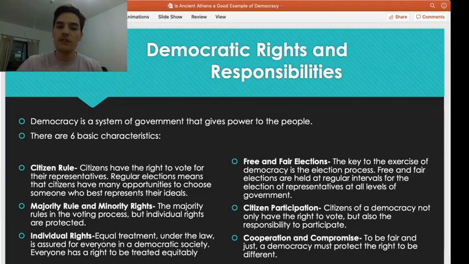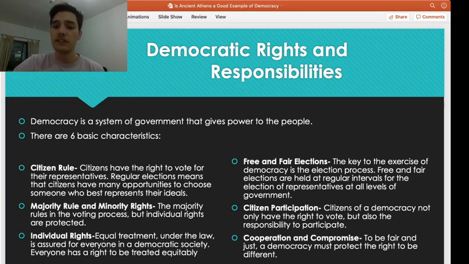Now, we covered this quickly before the break, but these are six characteristics that a government, like a democracy, will have. First one is citizen rule. They have the right to vote, representatives, regular elections, and the opportunity to choose someone to represent them. There is a majority that rules, but minorities still have rights. So the majority decides what's going to happen, but the people who don't have as much of a say also have their rights protected. Every individual has rights. There is equal treatment under the law. Everyone has the same rights no matter how rich they are or what class they are.